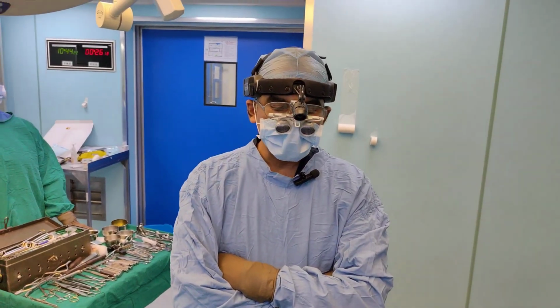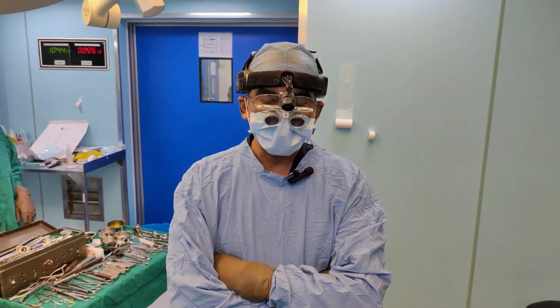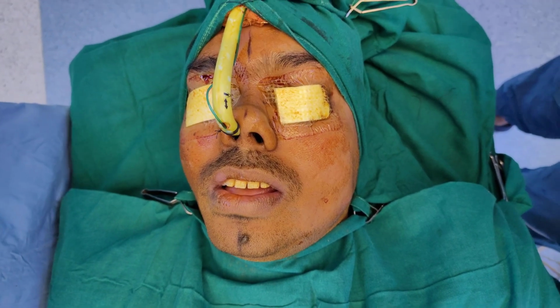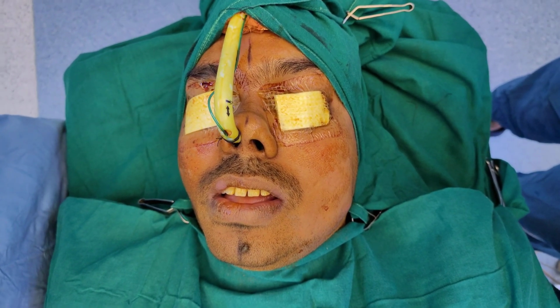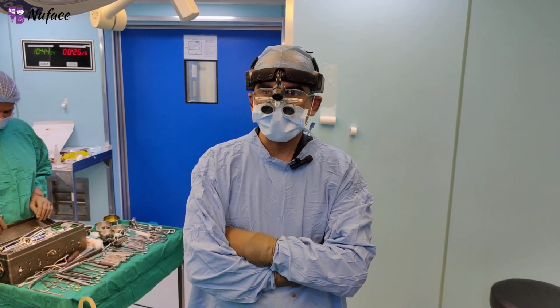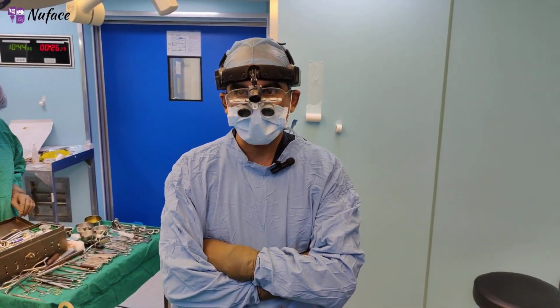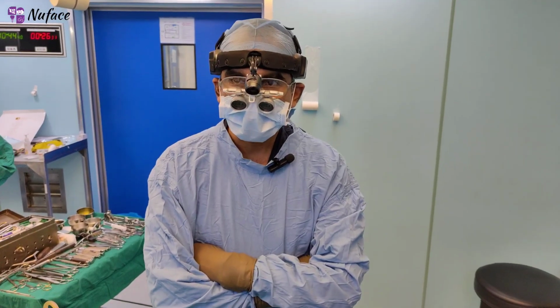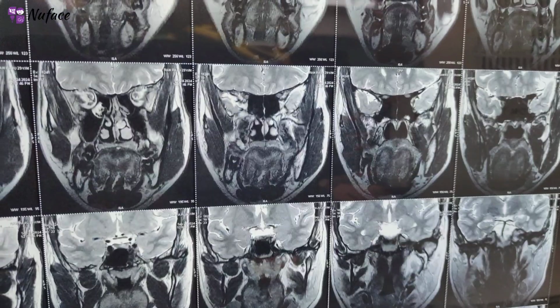Good morning. Today we have a 29-year-old male patient with a complaint of facial asymmetry. We advise a few tests like X-ray OPG, lateral cephalogram, and MRI. And we found out that the patient is having right side microsomia.